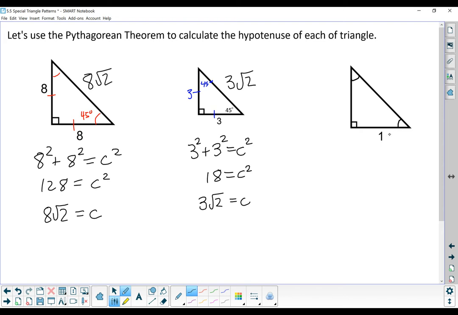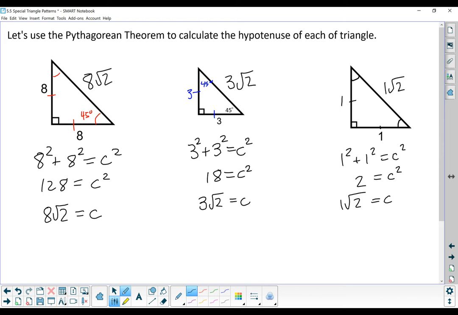And I've got one more. We've got an isosceles right triangle here with the side length of 1. This other side also has to have length 1. Those are 45-degree angles. If we do the Pythagorean theorem, it's 1 squared plus 1 squared is equal to c squared. So that's 2 is equal to c squared. And if we take the square root of both sides, we get root 2 as our hypotenuse, or 1 root 2 if you want.